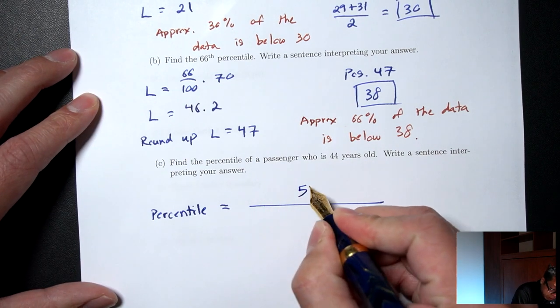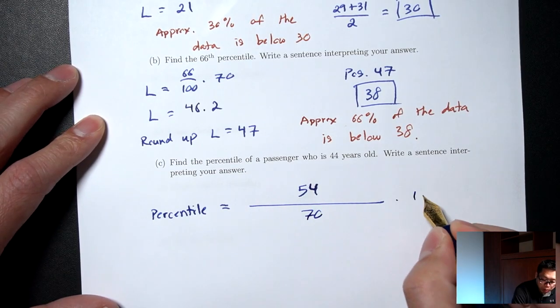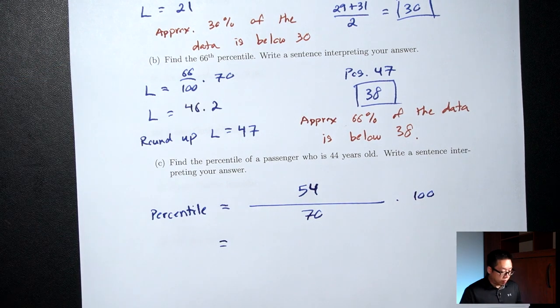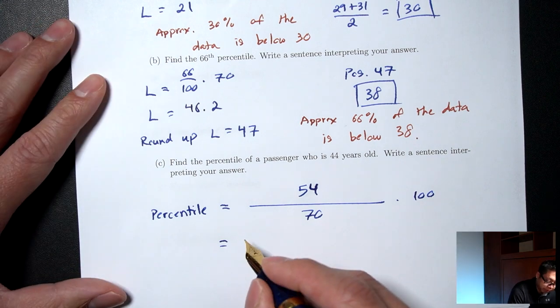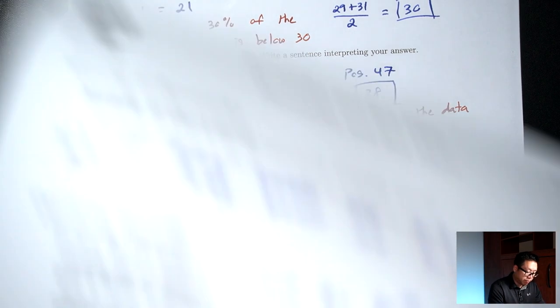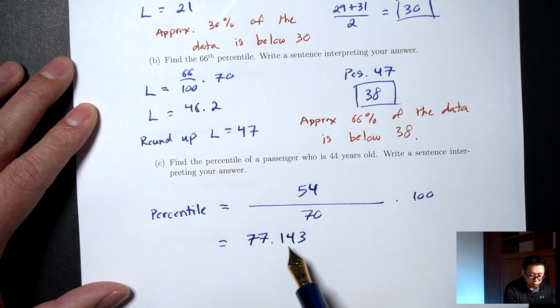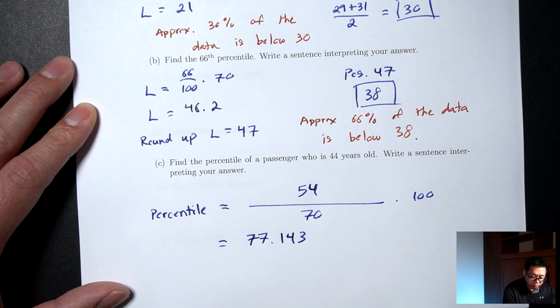So that's 54 data values that are less than our 44. On the bottom, it says total number of data values. We said it was 70. And then there was a times 100 over there. So 54 over 70 times 100. Okay, and I get 77.143. Now, the very last sentence there does say round the result to the nearest whole number. So this is regular rounding, rounded to the nearest whole number. 77.143. We'll look at the digit that's below, if it's five or more, you're going to bump it up. If it's four or less, you're going to leave it alone. It is four or less, so it's going to round to 77.